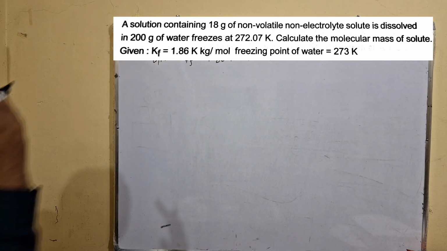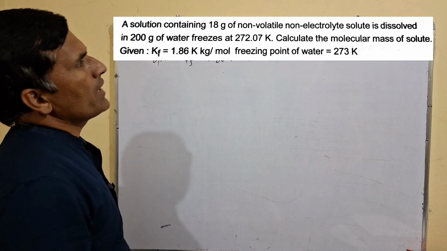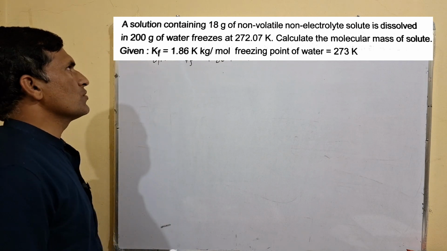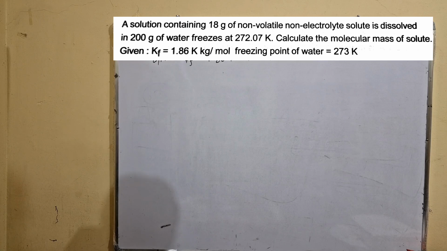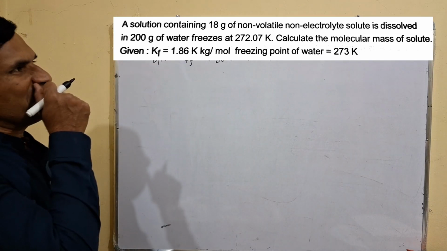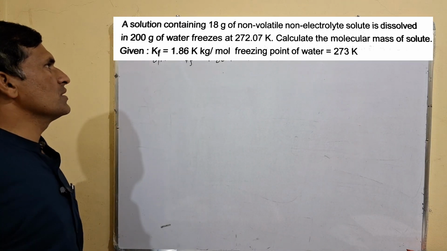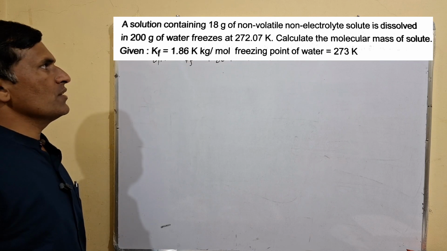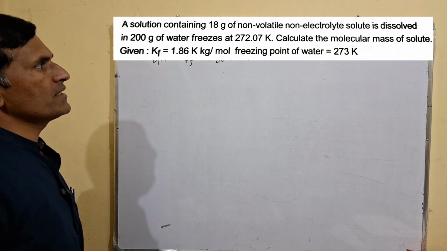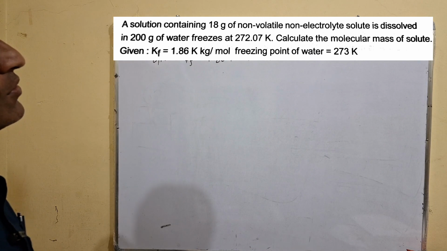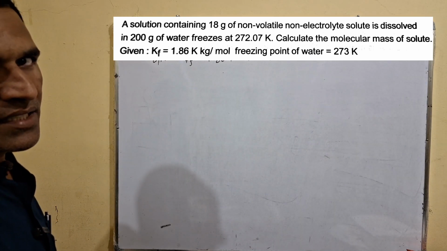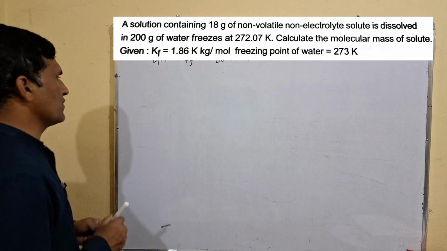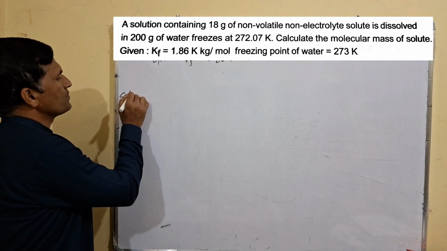A solution containing 18 gram of non-volatile non-electrolyte solute is dissolved in 200 gram of water, freezes at 272.07 Kelvin. Calculate the molecular weight of the solute given the cryoscopic constant 1.86 Kelvin kg per mole and freezing point of water is given as 273 Kelvin, right? Let us look into this solution.